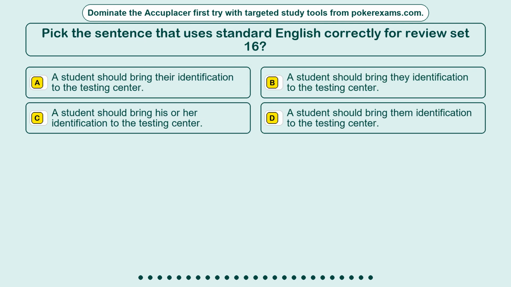Question 20. Pick the sentence that uses Standard English correctly for review set 16. Option A. A student should bring their identification to the testing center. Option B. A student should bring the identification to the testing center. Option C. A student should bring his or her identification to the testing center. Option D. A student should bring them identification to the testing center.